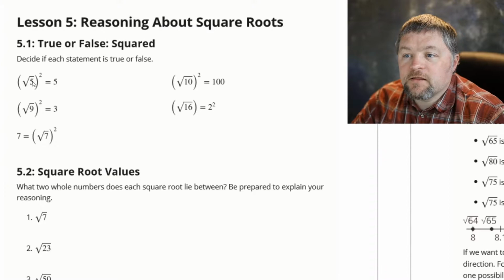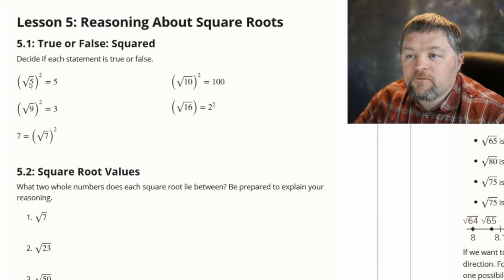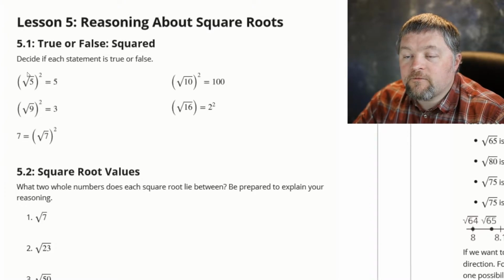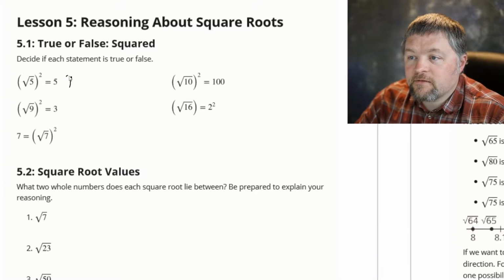Well, if we take the square root of 5, we are finding out what number multiplied by itself gives us 5. So if we take whatever number multiplied by itself gives us 5, and then square it, we are going to get 5 back.